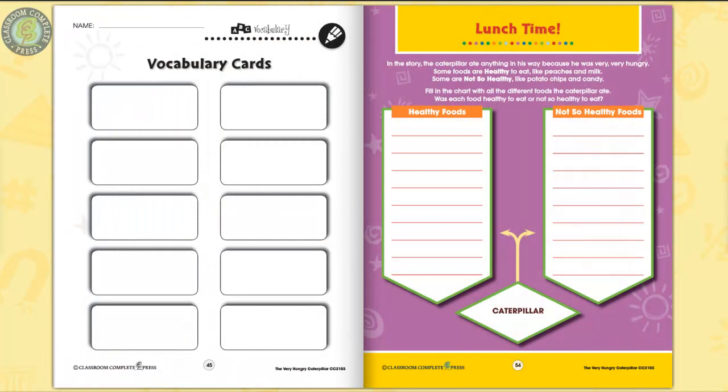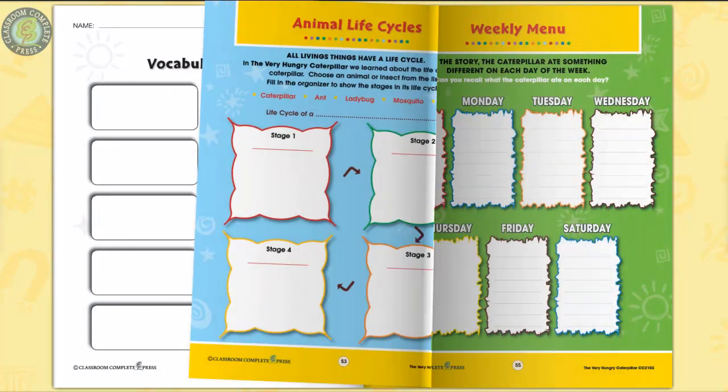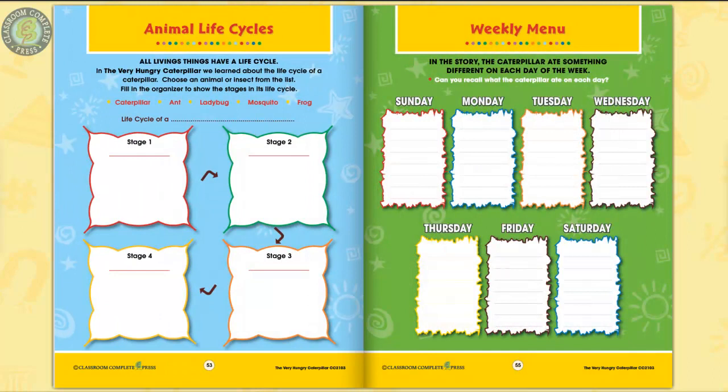3-color posters, which are graphic organizers, complete the resource. Explore the life cycles of other animals, like an ant, ladybug, mosquito, and frog.